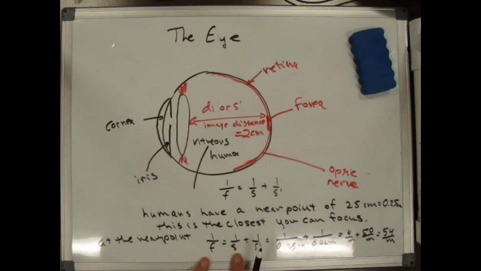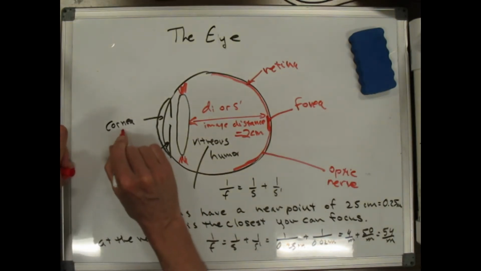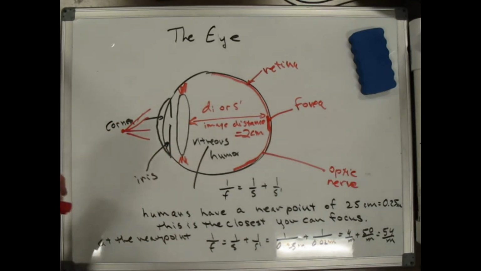when an object is at the near point, it's 25 centimeters away. That's the closest I can focus. This is going to be the most converging my eye has to be, because it's trying to converge rays for an object that's really close to my eye, and so those rays are spreading out very rapidly, unlike if it was really far away where they would be coming in mostly parallel.